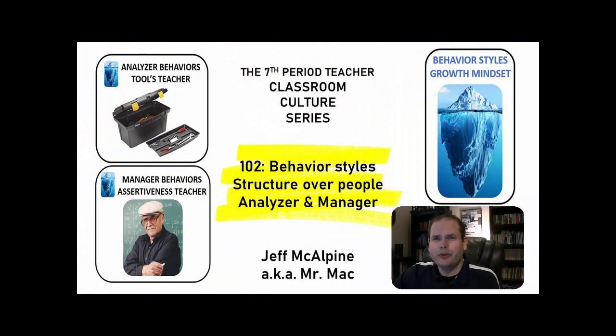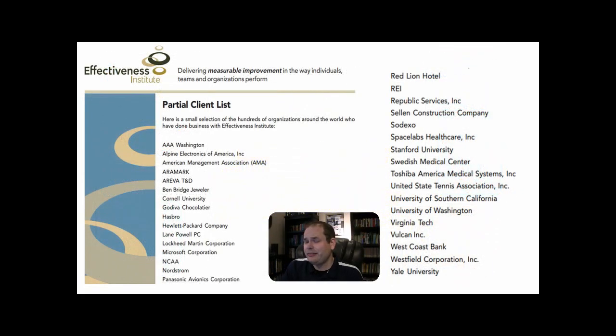So today we're just going to focus in depth on the structural types of behaviors. We're going to look at the analyzer's toolbox today, and we're going to look at managers and assertiveness, and spend a little more time on those behavior styles. I want to repeat that these behavior styles are not my idea. They come from the Effectiveness Institute out of Seattle, Washington. It's a great way of looking at people, personalities, and behaviors.